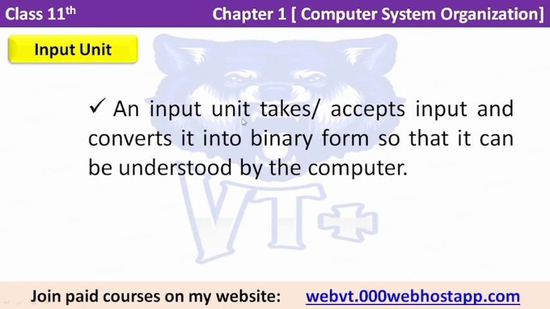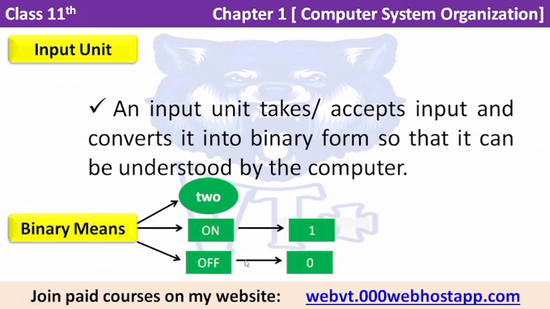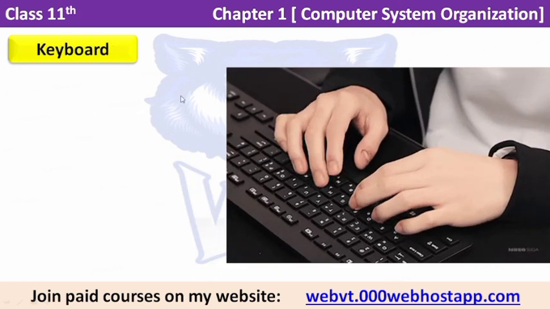An input unit accepts input and converts it into binary form so that it can be understood by the computer. Everybody knows that computer can understand only one language, binary language. Binary means 2. 2 represents the two numbers 1 and 0. 1 means on and 0 means off. After that, we see the examples of input unit devices. The first and most important example of an input unit device is the keyboard.